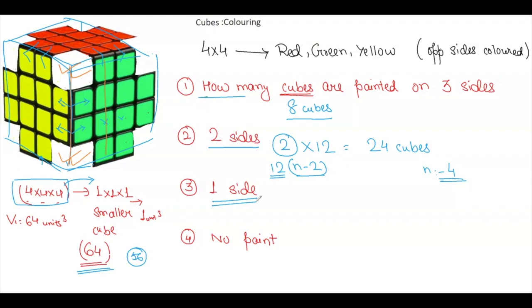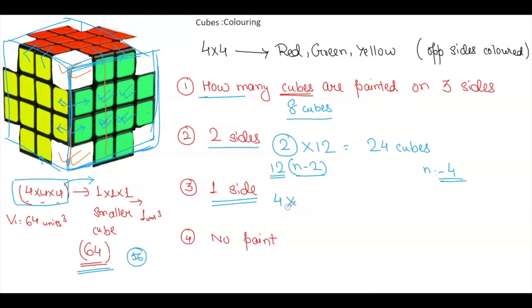And which are these smaller cubes? The smaller cubes that are on the faces are the ones that have only one side painted, because the sides that are below the surface are not painted, right? So only these smaller cubes have one side painted. Now if we consider one such face of the cube, how many such smaller cubes do we have? We have 4 such smaller cubes in this case.